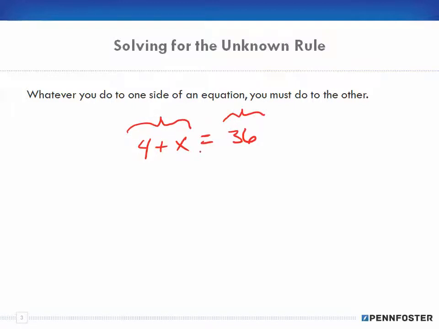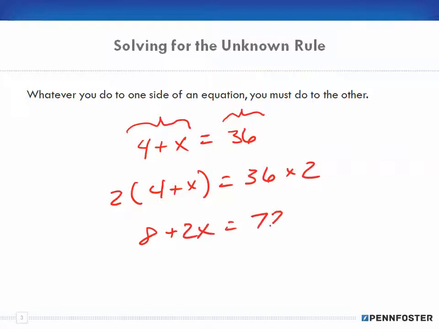Let's say, for example, I decide that I want to multiply this 36 by 2. I have to multiply the left-hand side by 2, and I have to multiply the right-hand side by 2. This would come out to be 8 plus 2x is equal to 72, and then I would go on to solve for x. That's jumping ahead, but I just want you to realize that for this rule, whatever you do to one side of the equation, you must do to the other.